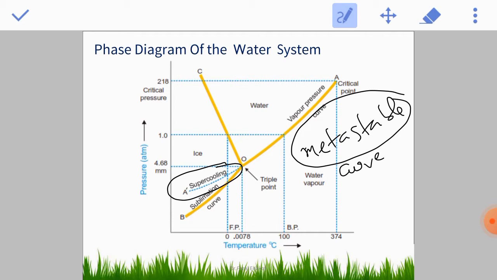down on an A4 sheet of paper, take a photo of it, convert it into PDF and upload it to Google Classroom. I am going to share the link for Google Classroom also. So the first question is, what do you mean by this metastable curve seen in the phase diagram of water? You will get one more question, the second question. You have to draw the phase diagram of water, draw the phase diagram of sulfur, and answer these two questions.